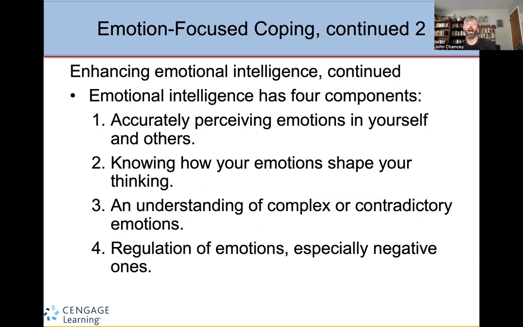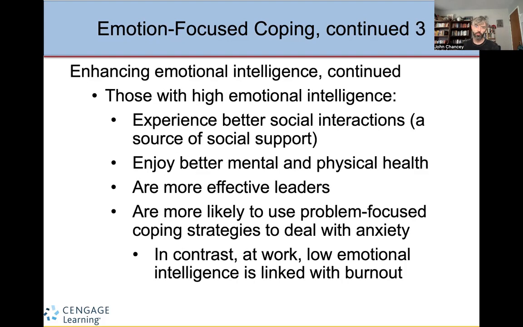coping strategies. So emotional intelligence has 4 components: accurately perceiving emotions in yourself and others, knowing how your emotions shape your thinking, understanding that emotions are complex and sometimes even contradictory, and being able to regulate emotions, even negative ones. People who are highly emotionally intelligent tend to experience better overall social interactions. They enjoy more mental and physical health, are more effective as leaders, and are more likely to use problem-focused coping when they're dealing with anxiety, versus conflict at work. Low emotional intelligence oftentimes is associated with burnout, which we talked about in chapter 3.